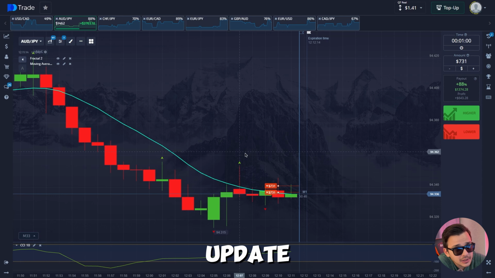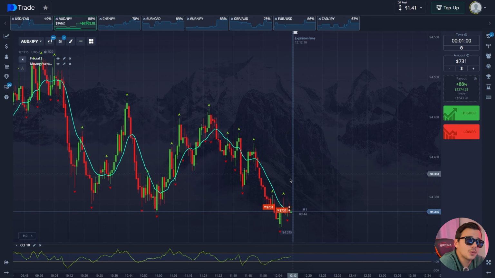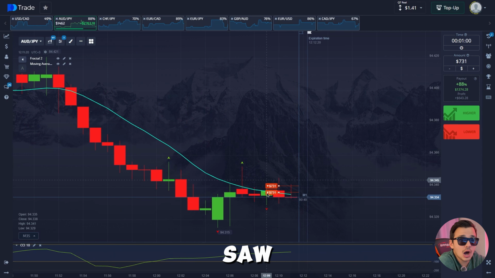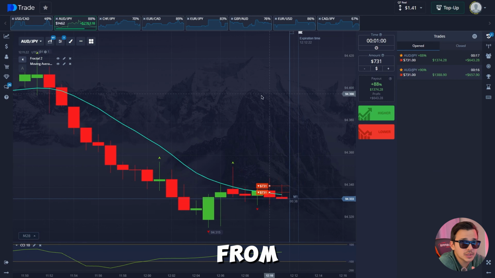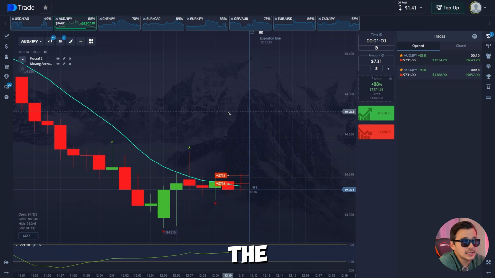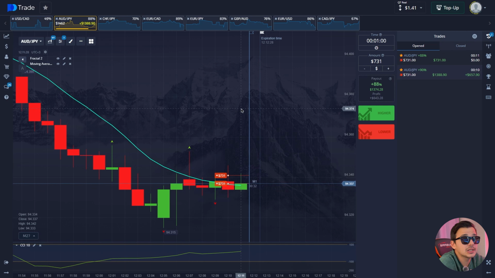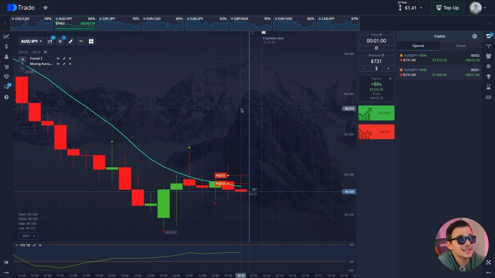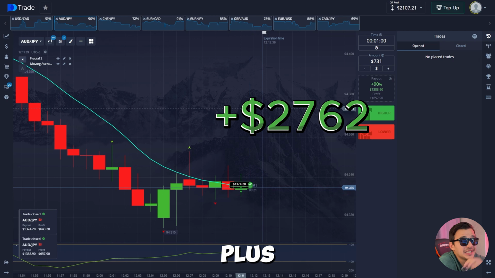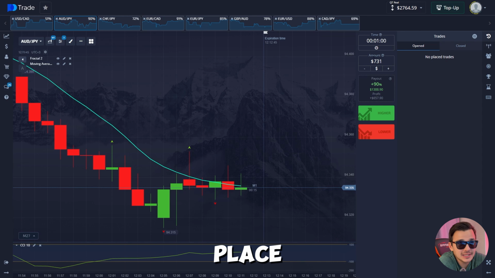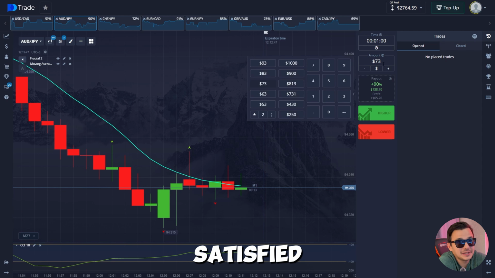We had an update of the local high. We opened a trade for this area of the move, when we saw our weighted moving average cross again from the top to bottom. The signal principle is the same. So let's watch the result of these two trades. And the trades are closing in plus, despite the fact that they were open, so to speak, not in a favorable place. I'm very satisfied.